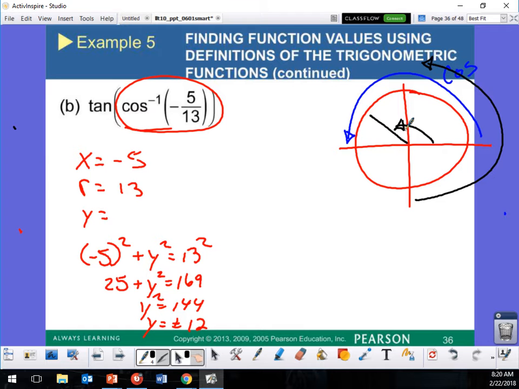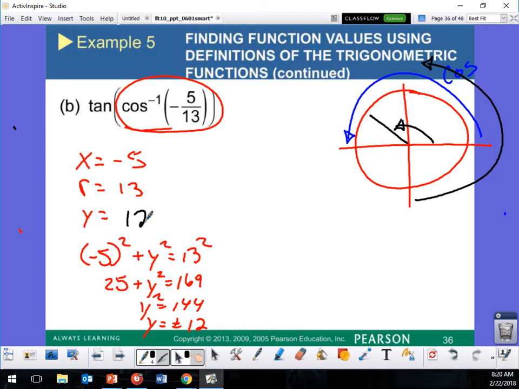Okay, tangent doesn't have a place in which the x value is negative. So that's why I can't be using that. So I'm going to be using it from this one over here. So that means that because this is negative, it has to be in quadrant 2, and in quadrant 2, the y value has to be positive. So this is going to give me a positive 12.